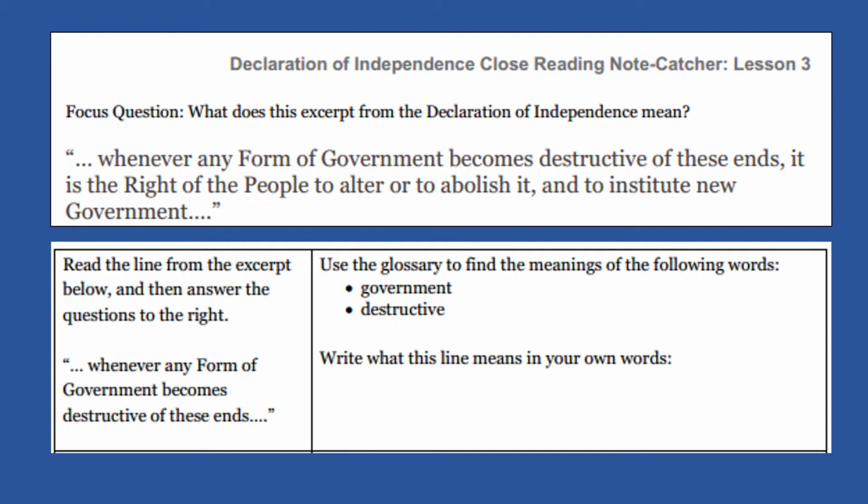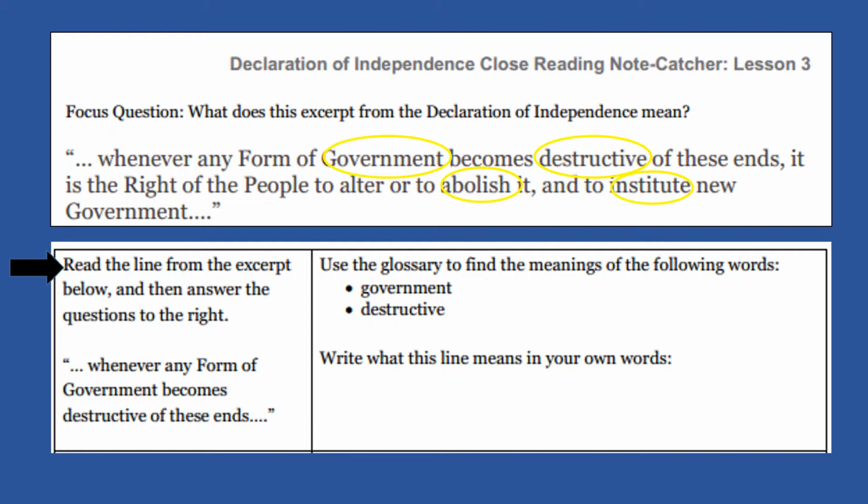Wherever any form of government becomes destructive of these ends, it is the right of the people to alter or to abolish it and to institute new government. Read the line from the excerpt below and then answer the questions to the right.